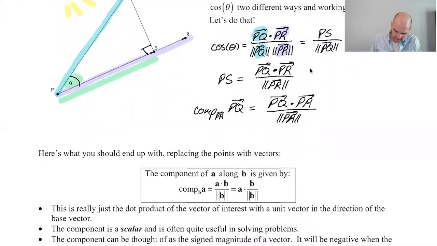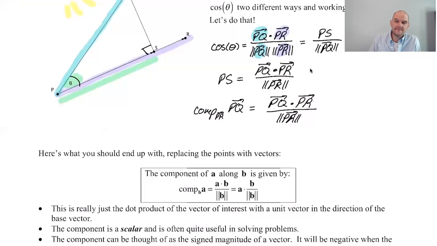So the component of A along B is going to be... the base is B, right? It's the ground. That's where we're casting our shadow. It's going to be the dot product over the magnitude of the ground, or it's the vector we're finding the shadow of, the projection, the component of, dot product with a unit vector in the direction of the ground.